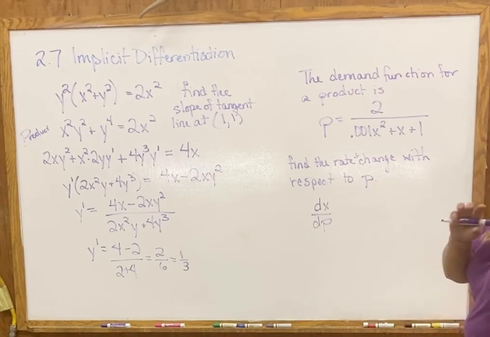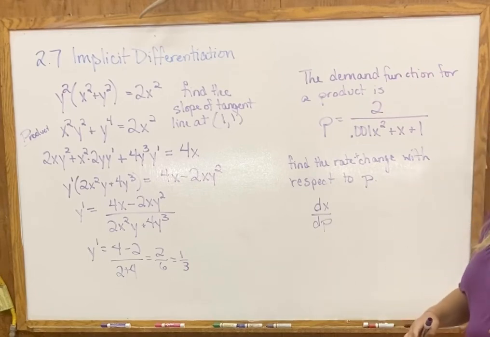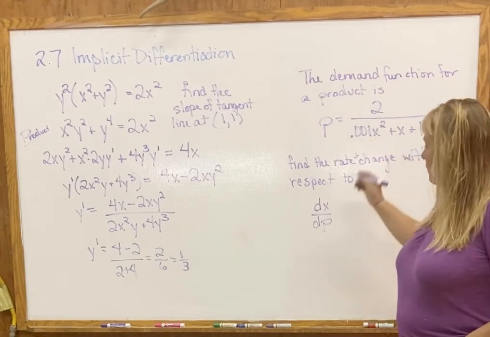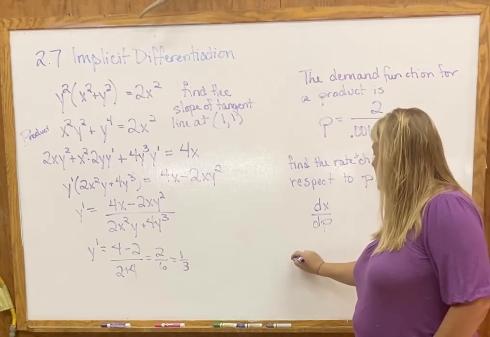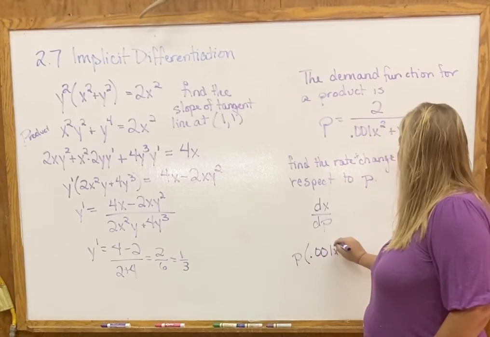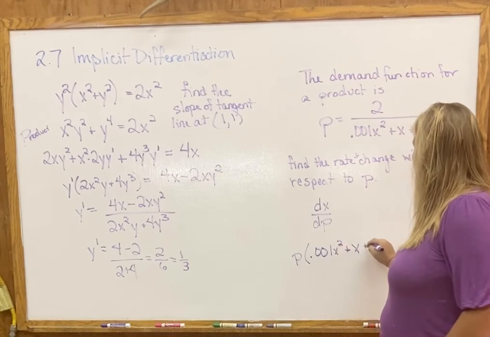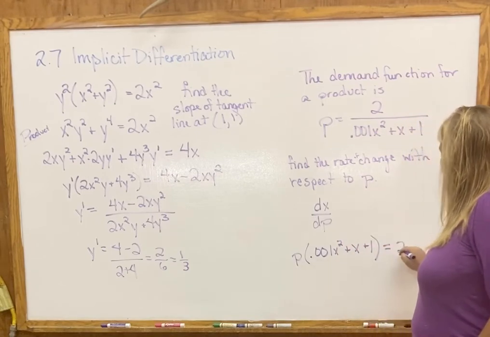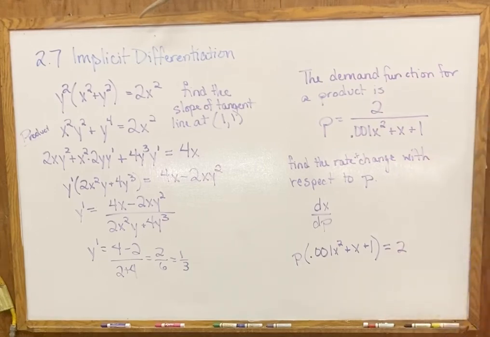So what we're going to do is we're going to fiddle with this guy a little bit. You don't always have to just jump right into the problem and do it. When you have something ugly like this, we can take it apart a little bit. So first thing I'm going to do is, could we say p times (0.001x squared plus x plus 1) equals 2? Okay. So can I multiply both sides by the denominator and end up with this? And we certainly can, can't we? And since we're doing implicit differentiation, it doesn't matter how ugly this is going to look.